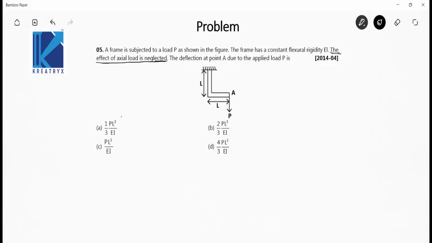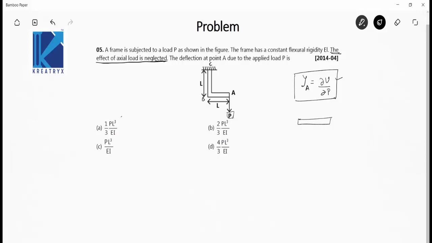Whenever you see these type of questions, try to solve them by the strain energy method. In the strain energy method, the deflection at the point where the load is acting is equal to del U by del P. The load is acting here at A, so deflection at A will be equal to del U by del P in the entire beam. You have to find the strain energy in the entire beam, and then partially differentiate it with the load which is acting. Let this be B and the fixed point be C.